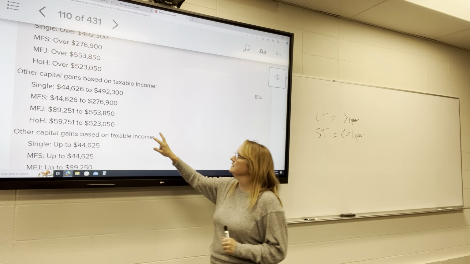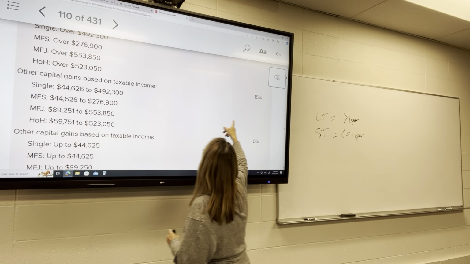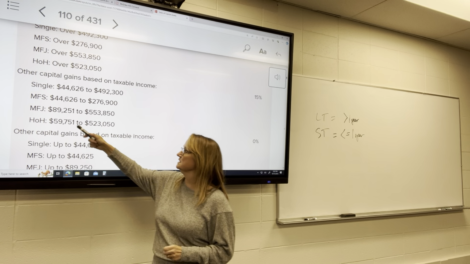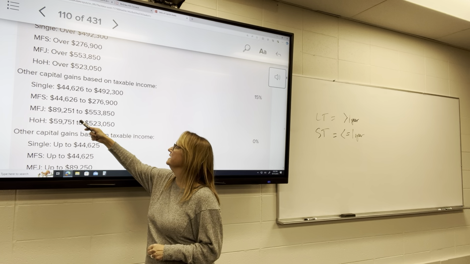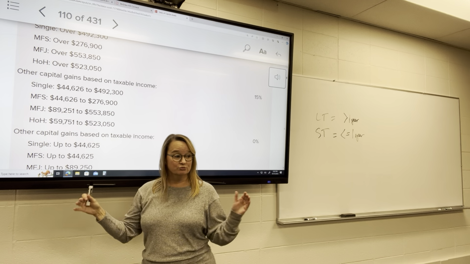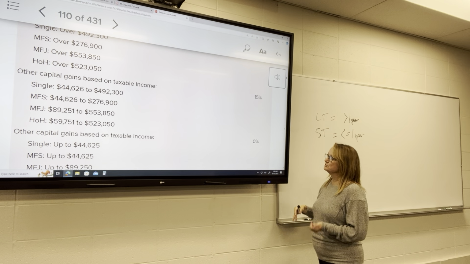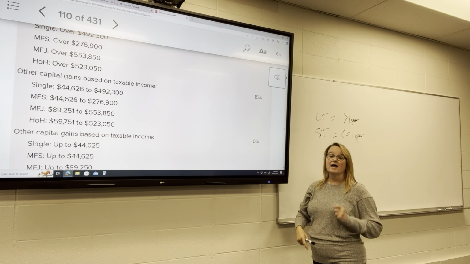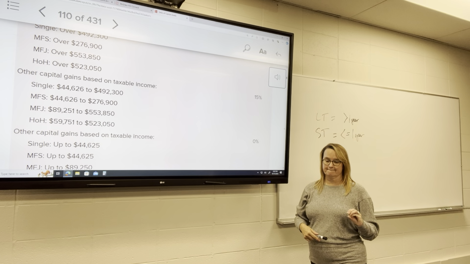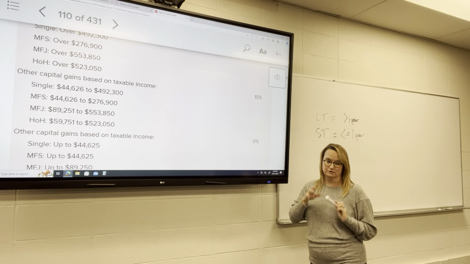These are very big brackets that get you into the 15% tax rate. So married filing jointly, you can see between $89,251 up to $553,850. That's a huge range. So a lot of people, probably most taxpayers, would be in the 15%. Again, only long-term gains. Short-term gains don't get this preferential rate. They get the regular rate.